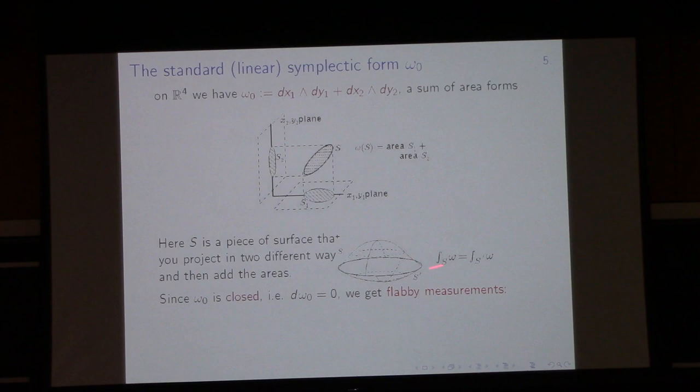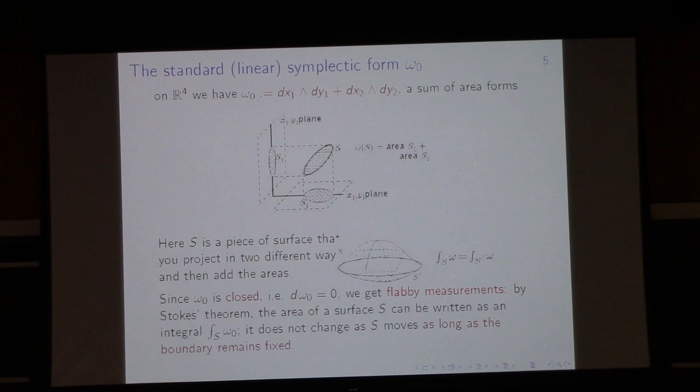So it's very, very different from Riemannian geometry. Because in Riemannian geometry, you have two points, you have the distance, but you have the length of an arc between them. But if you start moving that around, then you suddenly get a different length. Well, here, you don't. You don't get a different length. So we get these flabby measurements in symplectic geometry.